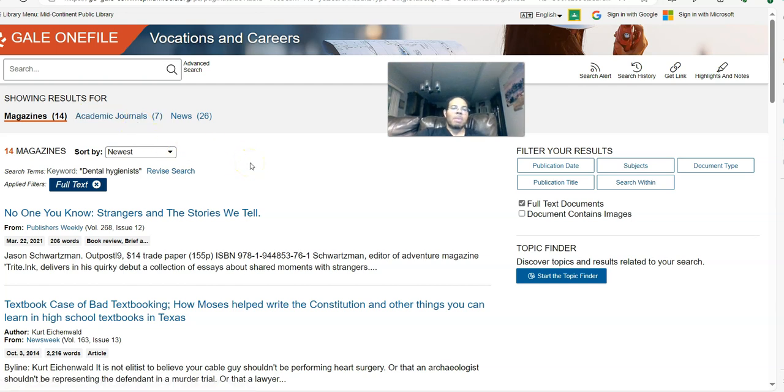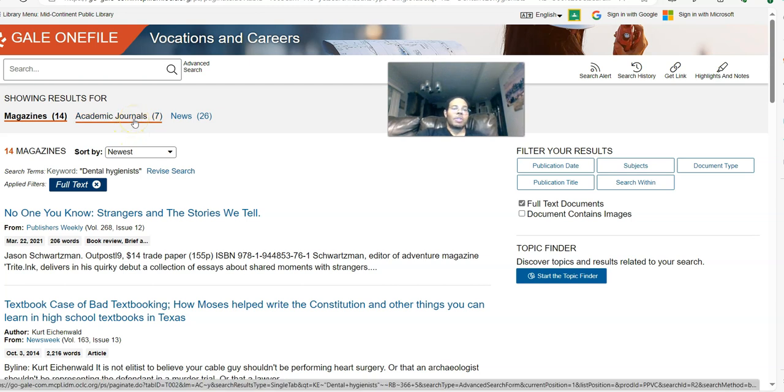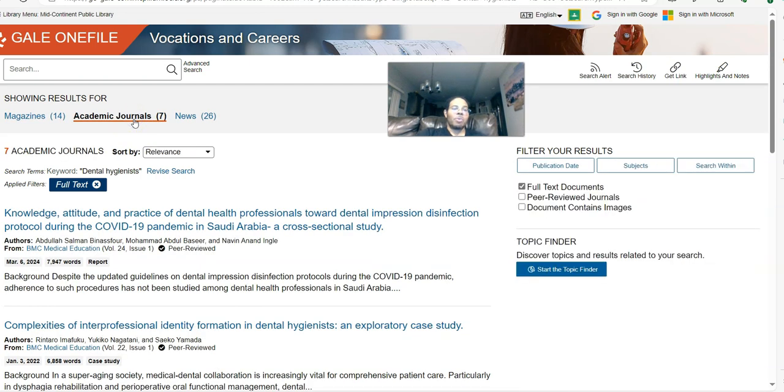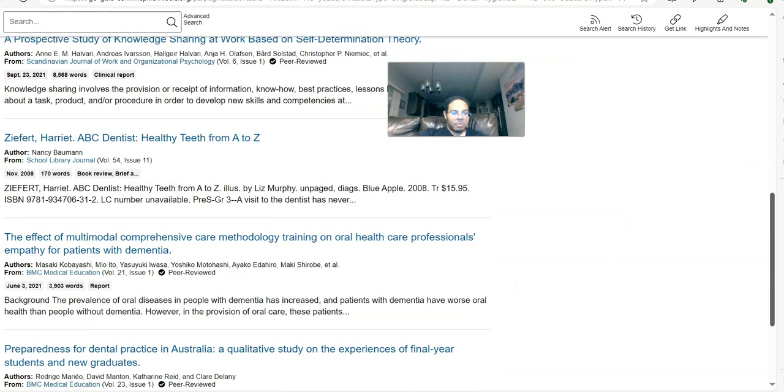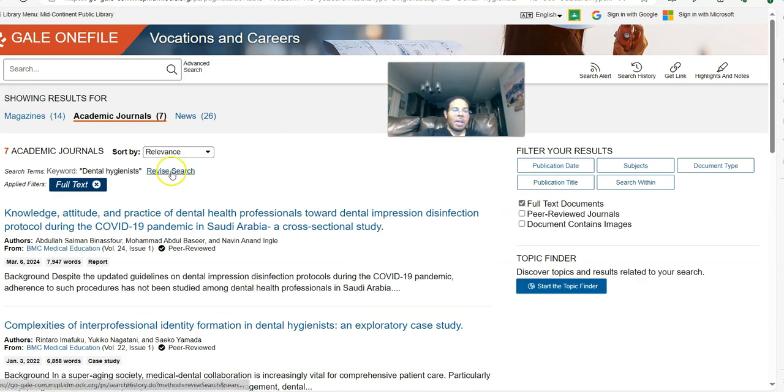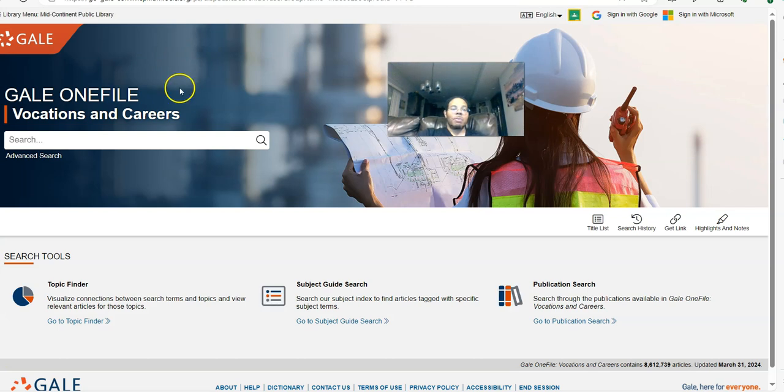But these things may or may not be specifically about dental hygienists. Again, this is the keyword search. They may or may not be as helpful as the subject searches, but you do have more academic journals here, and so that's very helpful. As you can see, these academic journals are also newer, 2024, 2022, and so on. So that's how this works, and that's mainly what it's used for.